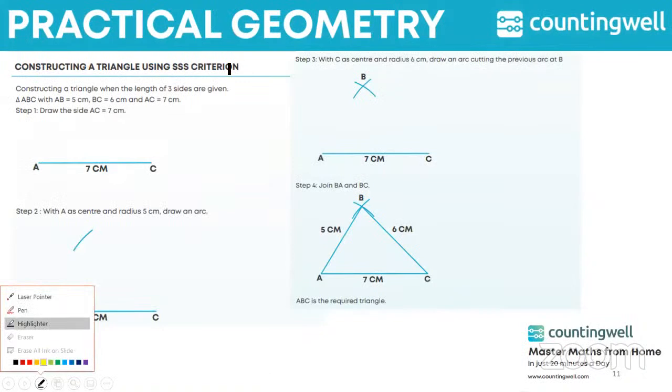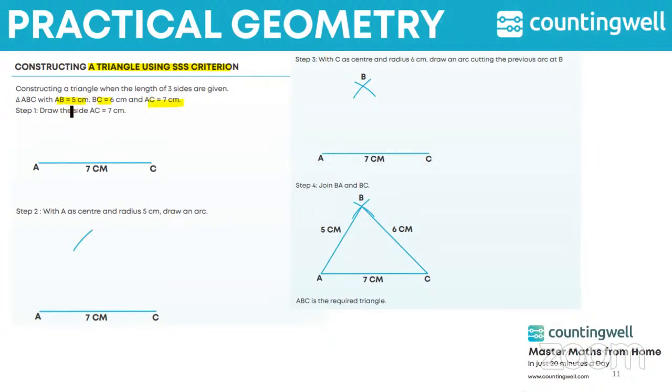Let us see how to construct a triangle using SSS criterion. So constructing a triangle with length of 3 sides given for triangle ABC. We have AB, BC, AC, 5, 6 and 7 centimeter respectively. Usually we take the side with the longest length as the base of the triangle. So we draw first line segment AC with 7 centimeter.